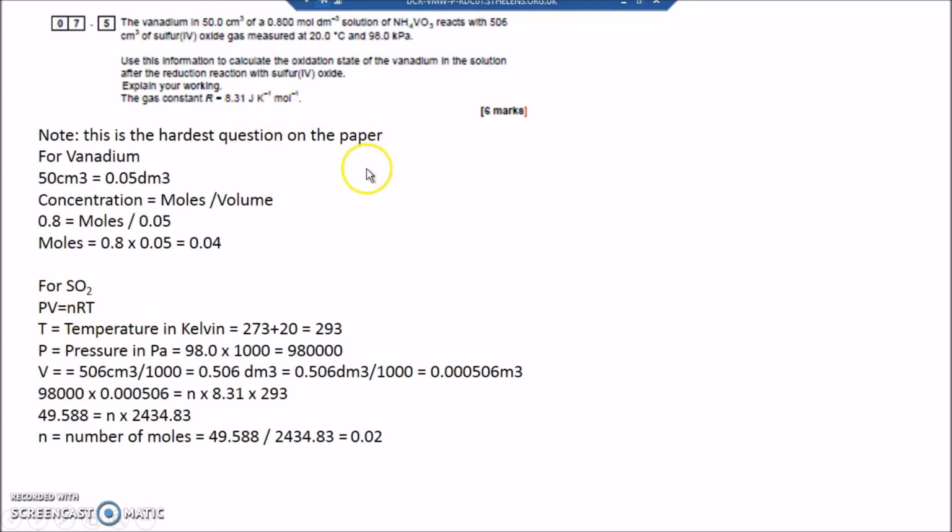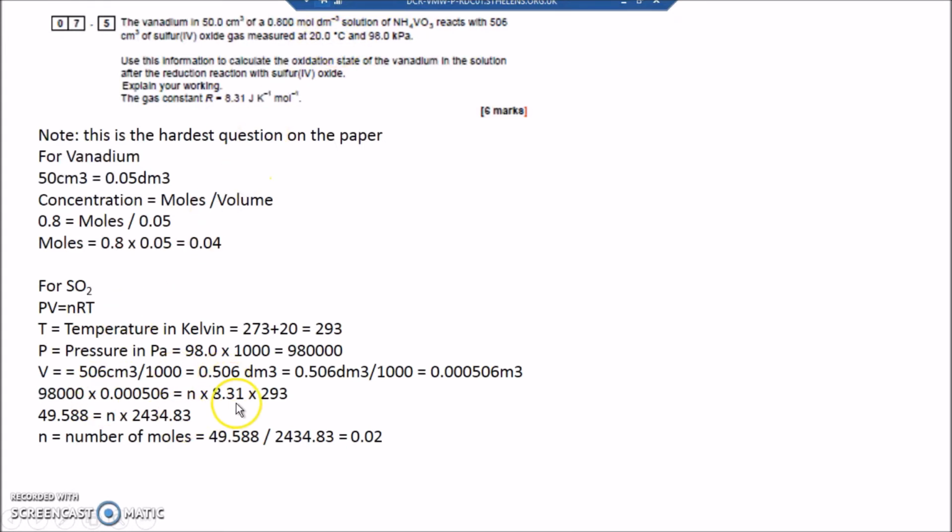So centimeters cubed up into decimeters cubed, you divide by 1000. 506 divided by 1000 is 0.506. And then to get up into a larger unit still, meters cubed, it's divided by 1000 again. So it's 0.00506 meters cubed. If that weren't tricky enough, then you've got degrees Celsius, and that needs to go into Kelvin.